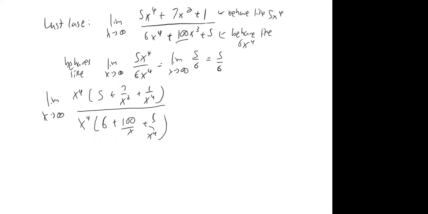Right, so these cancel. Now this goes to 0, this goes to 0, this goes to 0, this goes to 0. So this pretty much goes to 5 plus 0 plus 0, which is 5. 6 plus 0 plus 0, which is 6. So this is 5 over 6, right?